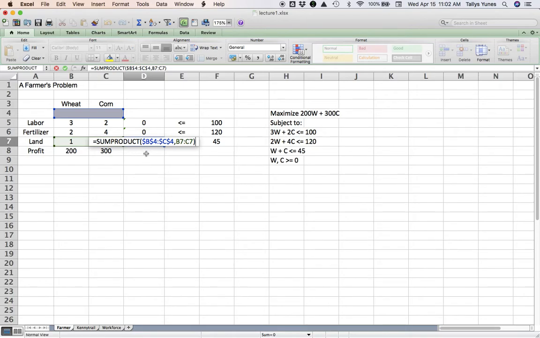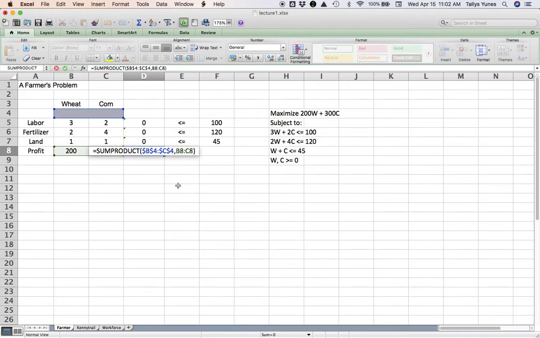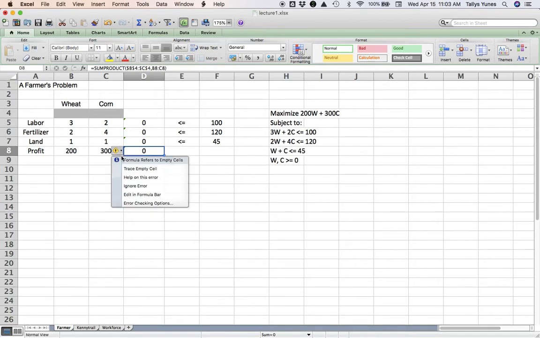Notice that the profit formula also follows this pattern. It's 2 numbers times the 2 variables. So I could still copy this one more time to make the profit, right? And now I have 200 times W variable plus 300 times the corn variable. Great. And these are all the formulas we need for this model.